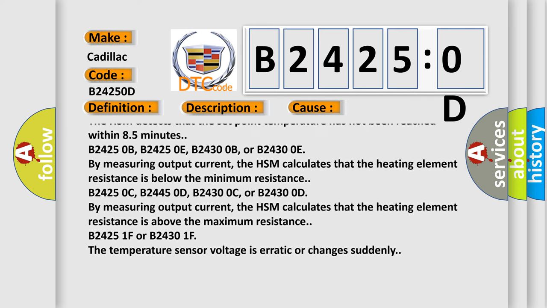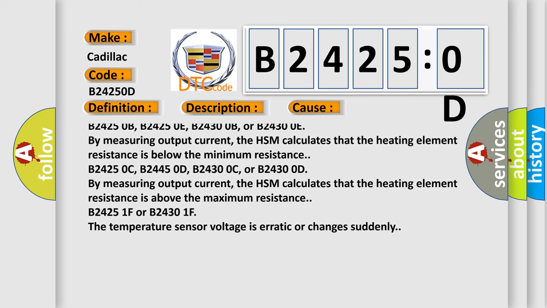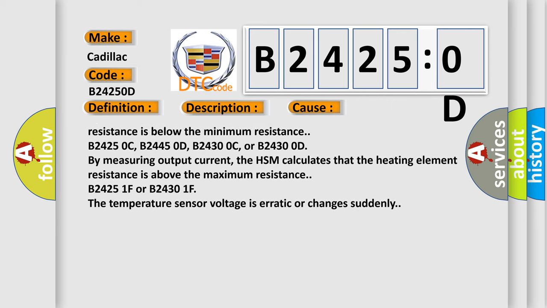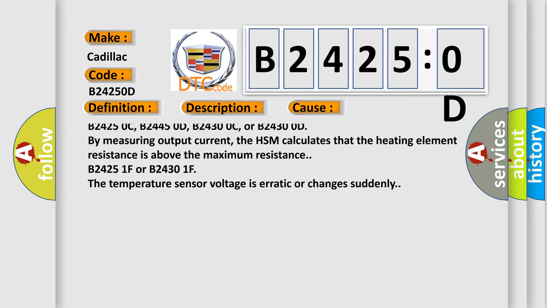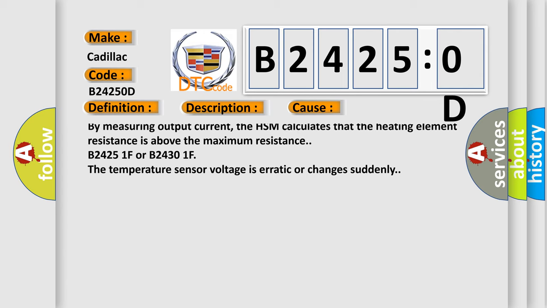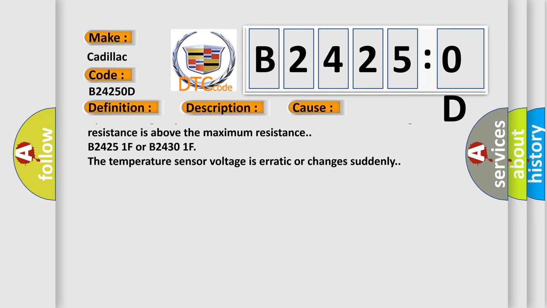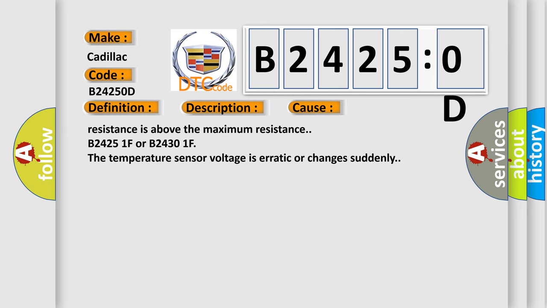B2425-0B, B2425-0E, B2430-0B, or B2430-0E. By measuring output current, the HSM calculates that the heating element resistance is below the minimum resistance. B2425-0C, B2425-0D, B2430-0C, or B2430-0D. By measuring output current, the HSM calculates that the heating element resistance is above the maximum resistance. B2425-1F or B2430-1F. The temperature sensor voltage is erratic or changes suddenly.